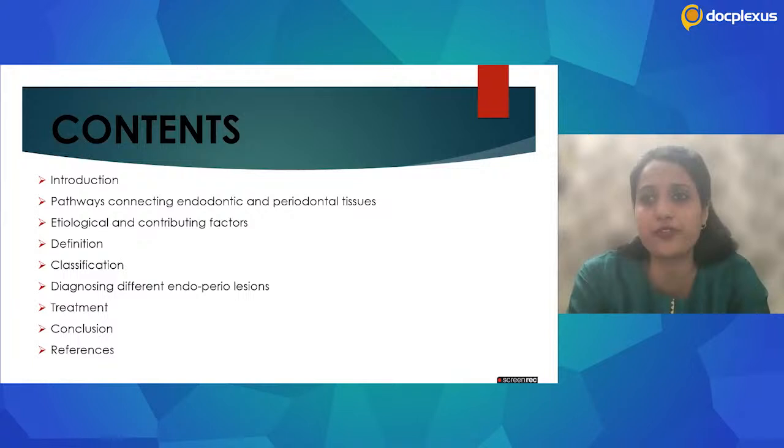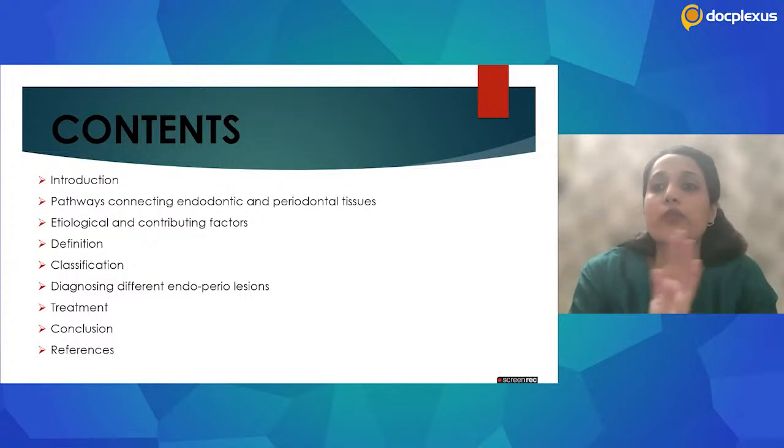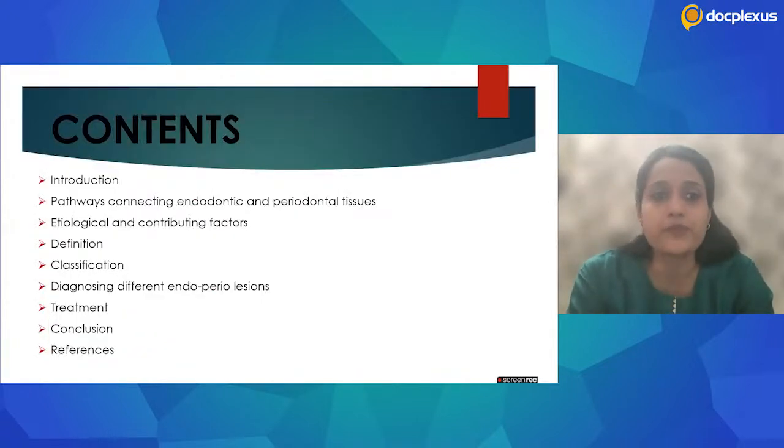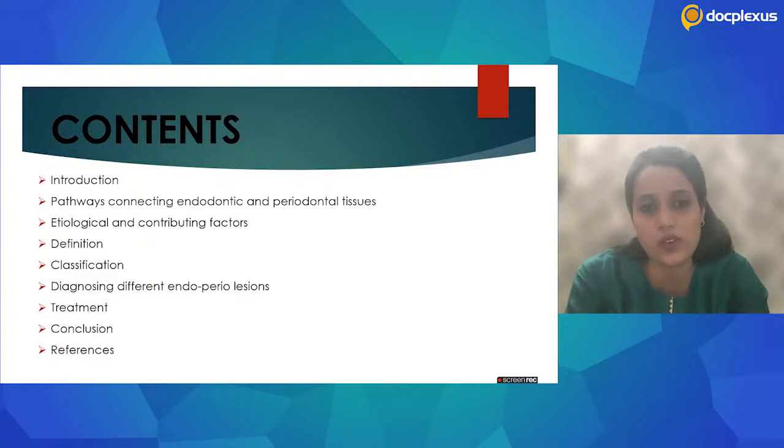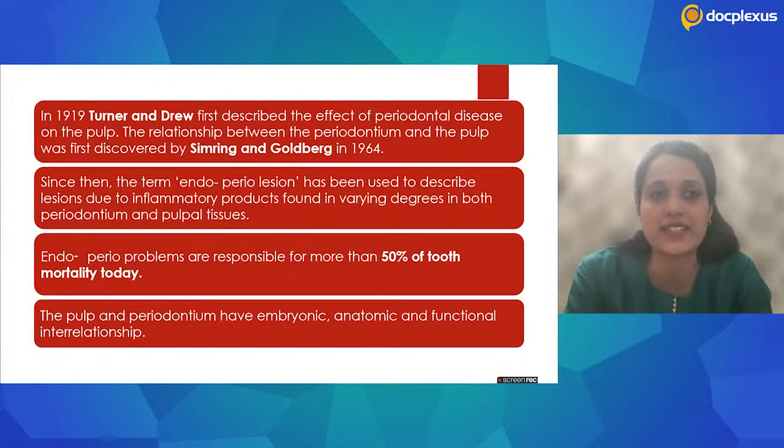Briefly, what all we can cover in this topic. There will be an introduction, because without introduction we won't be able to continue. Pathways that are connecting endodontic and periodontal tissues, etiological factors and contributing factors. What are the factors that are responsible for initiating endoperiole lesion? What are the factors that are responsible for progressing of the lesion? Definition, of course, maybe it looks theoretical, but it is important. Classification, and diagnosing: how will you diagnose different endoperiole lesions? Definitely treatment and conclusion and references, because without references we do not know what science is.